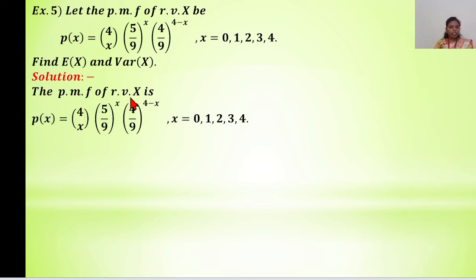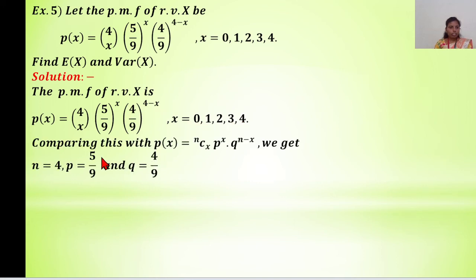The PMF of random variable x is P of x is equal to 4Cx into 5 upon 9 raised to x into 4 upon 9 raised to 4 minus x, x is equal to 0 to 4. Comparing this with P of x is equal to nCx into p raised to x into q raised to n minus x, we get n is equal to 4, p equal to 5 upon 9 and q equal to 4 by 9. After comparing, we get the values of n, p and q. Then the formula of expected value of x is equal to the product np, where n is 4 and p is 5 by 9.